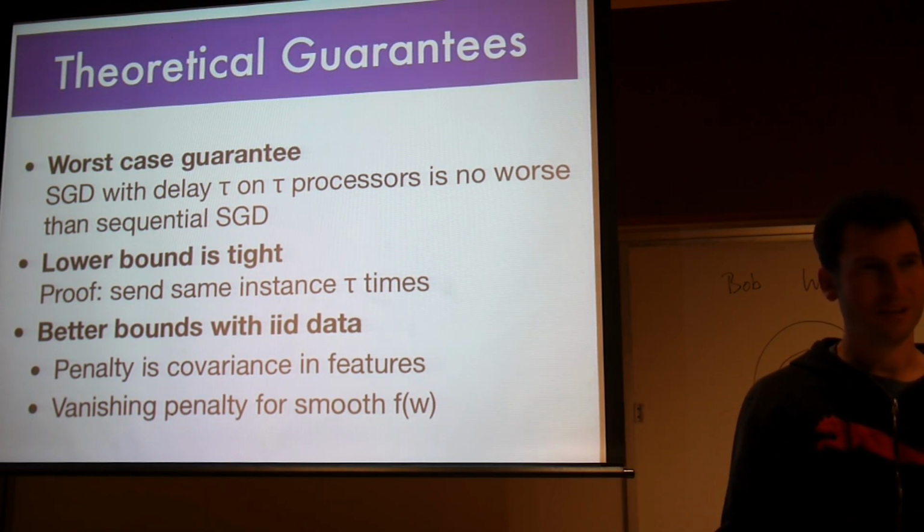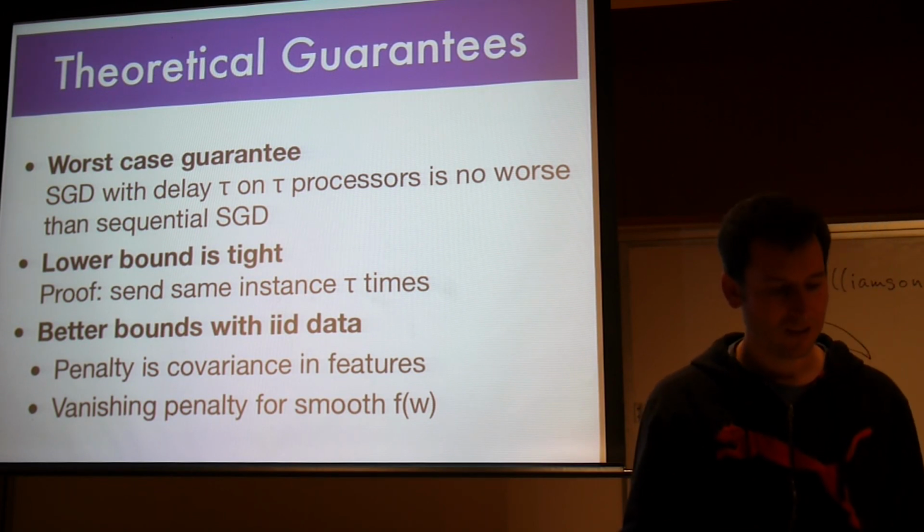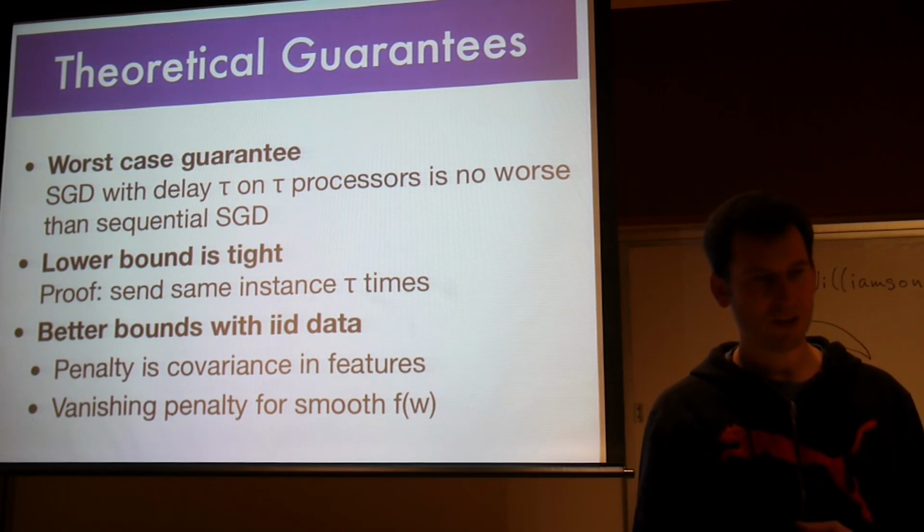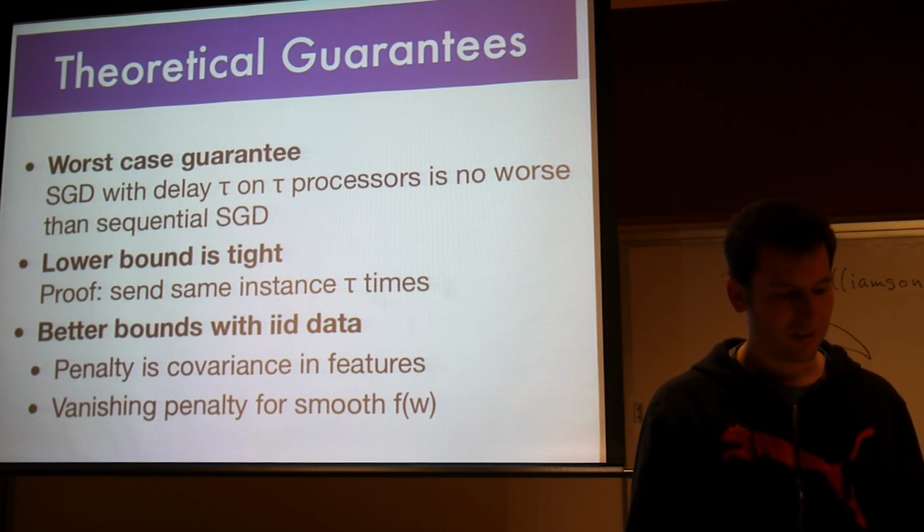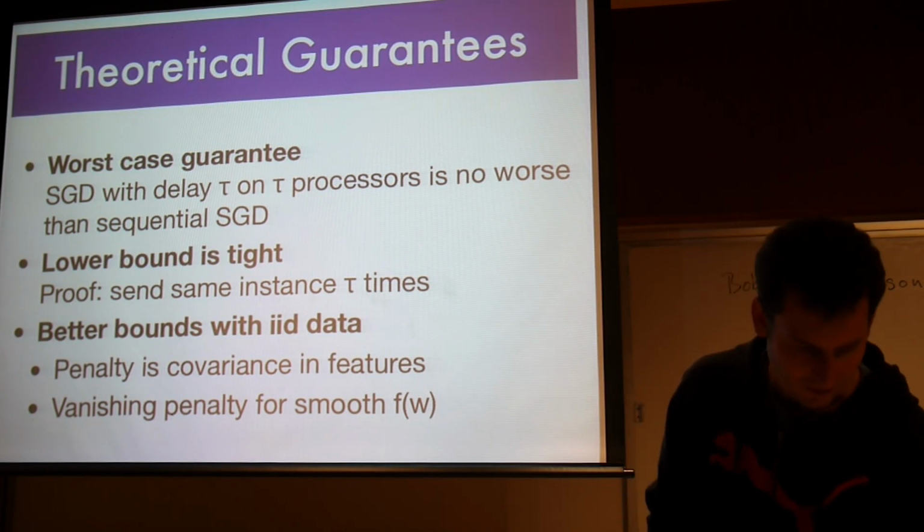If I have IID data, which is not adversarially ordered, I can actually do a lot better, especially if my objective function is smooth, and then I can get very nice guarantees.